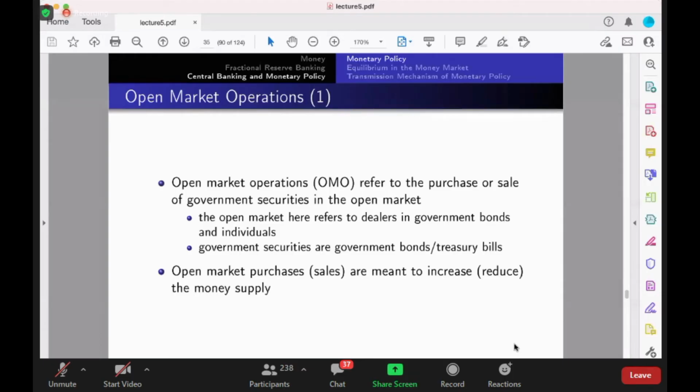All right. So anytime the central bank sells treasury bills, they reduce the supply of money in the economy. But when they buy, they increase the supply of money in the economy. Should I explain again? Or is it pretty straightforward? Yes, please explain again.